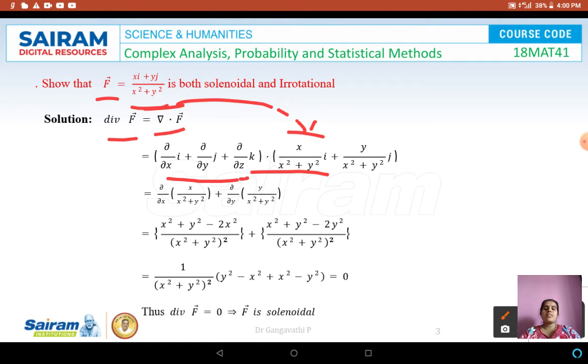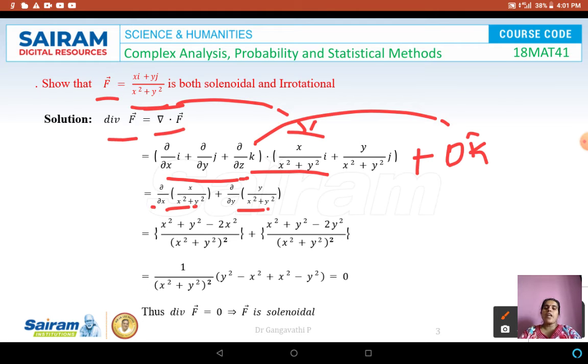i dot i is 1, j dot j is 1. There is no k component here, so it is 0 plus 0 into k cap. Dou by dou z into k becomes 0. So only dou by dou x of x by x square plus y square and dou by dou y of y by x square plus y square remain.